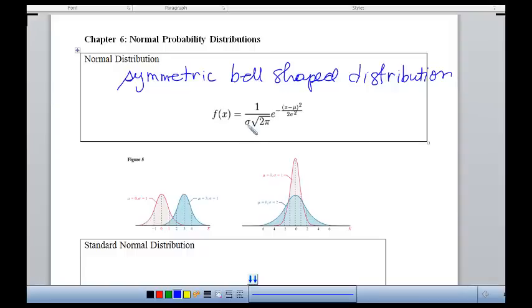Pi is a number, right? Approximately 3.14. E is a number, approximately 2.718. But the only things that are not known are the standard deviation and the mean, and then of course the various x values that we might plug in. All of them would have shapes similar to these shapes that we see here.